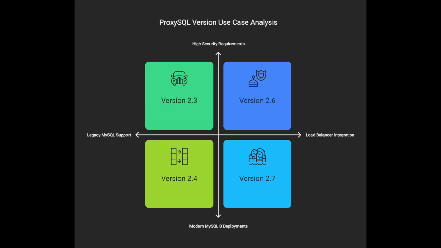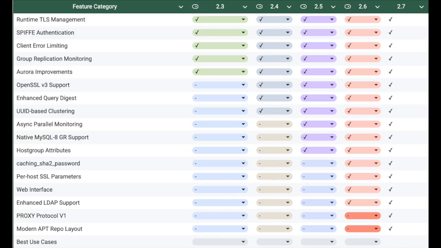Let's say stability is my top priority. I need something rock solid for my production environment. Which version should I be looking at? If you want something that just works day in, day out, ProxySQL 2.6.x is probably your best bet. It's been battle tested in production, you know. Right, sometimes you just need that reliability.